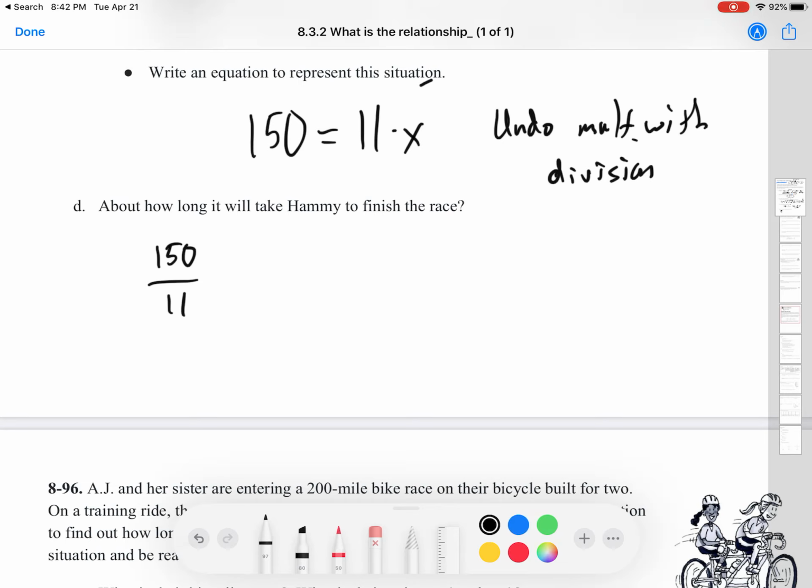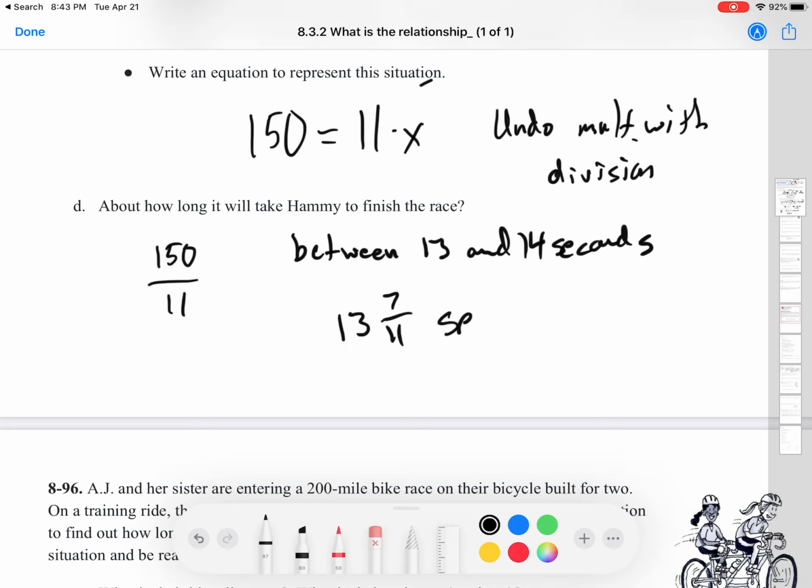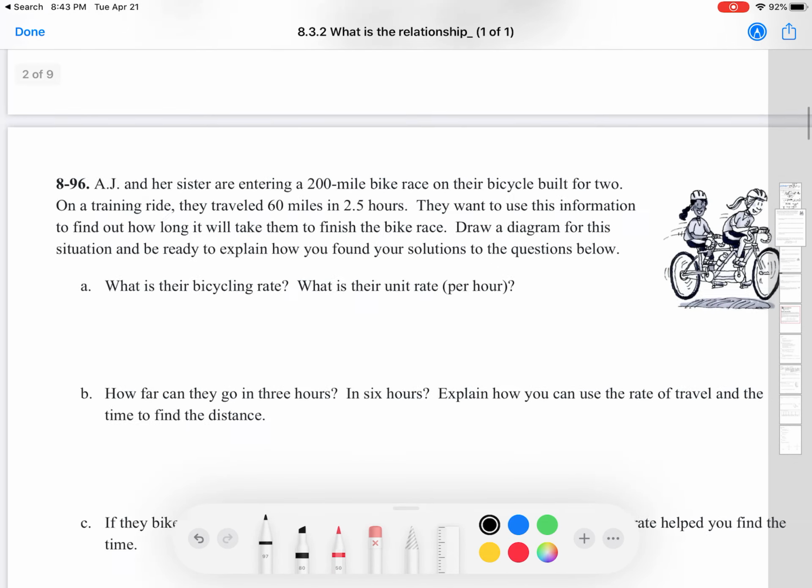What it turns out to be is between 13 and 14 seconds, which we already knew. And I believe, if I remember right, it turns out to be 13 and 7/11 of a second. Okay, if you do that division.